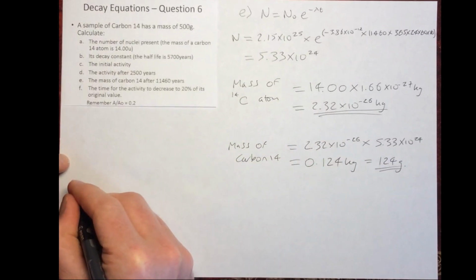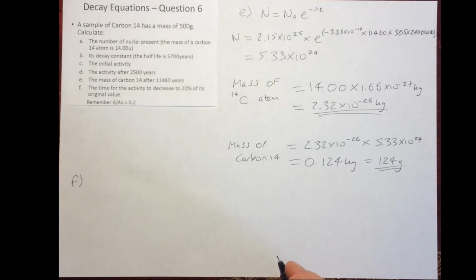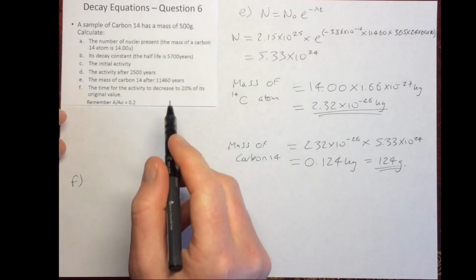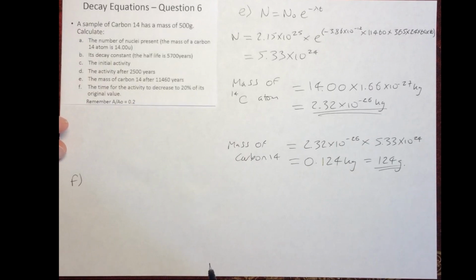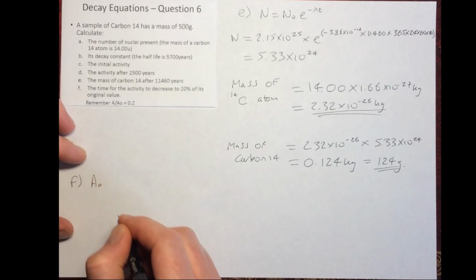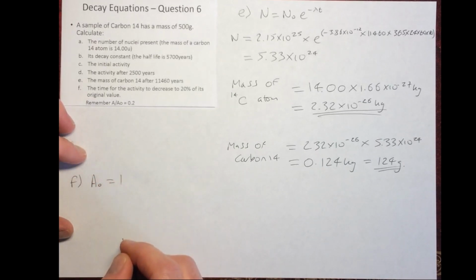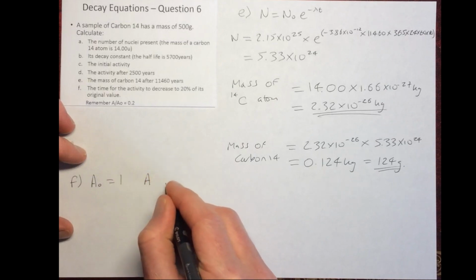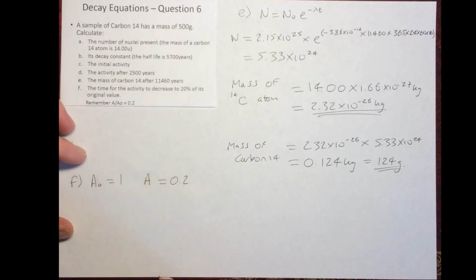Now part F. Part F now requires us to work out the time taken for the activity to decrease to 20% of its original value, not by 20%. So you need to be really aware of that. It's decreased by 80% to 20% of its original value. So if you think of the original activity as 1, the remaining activity after this time is 0.2.